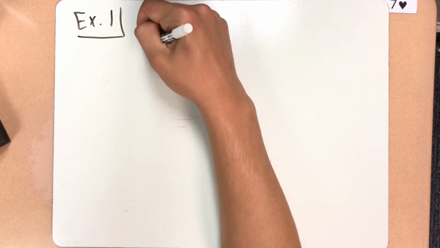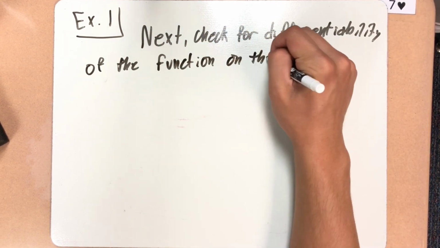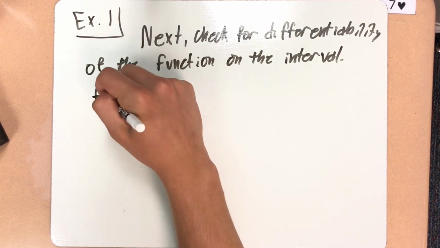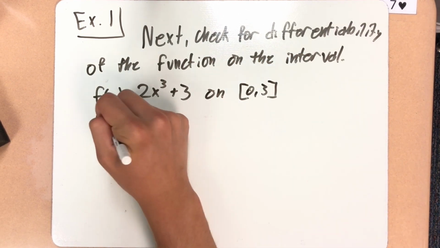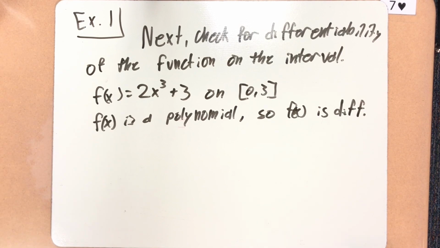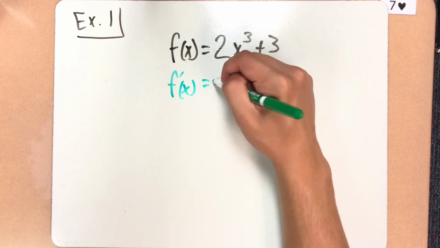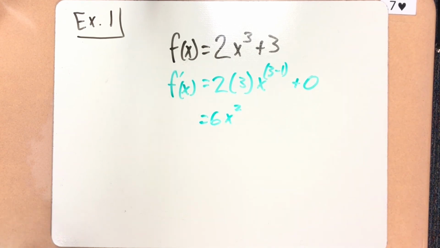Next, check for differentiability. F of x is a polynomial, so it is automatically differentiable on the interval 0, 3. So, the mean value theorem applies. Next, take the derivative by using power rule. Bring 3 down and subtract 1 from the power. You should get 6x squared.